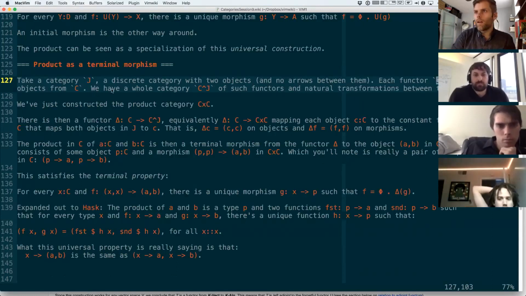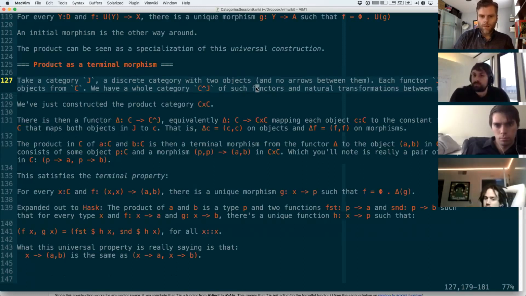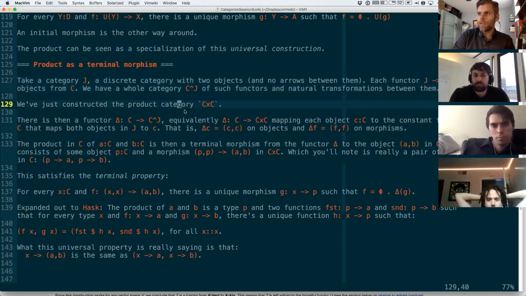Then each functor from J to some other category C will pick two objects from C, right? That's kind of obvious, right? So we have two objects in J, and so if we have a functor from J to C, it's going to pick some two objects from C. So then there's a whole category of such functors. And that whole category we're going to call C to the J. And so it's a category of functors from the two object discrete category to the category C, and natural transformations between those functors.